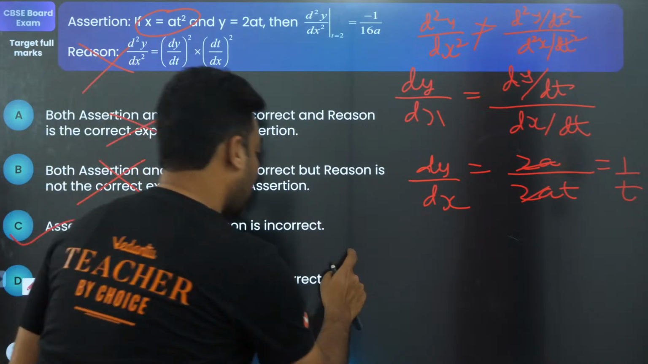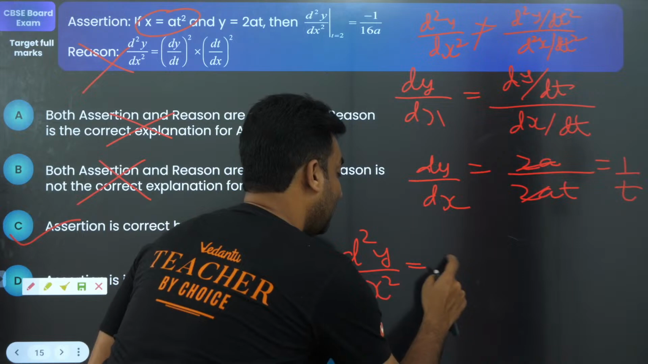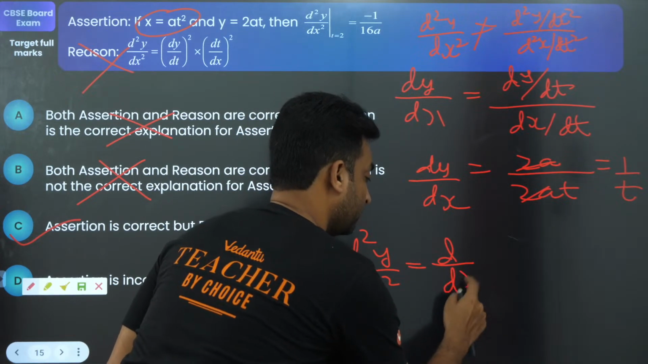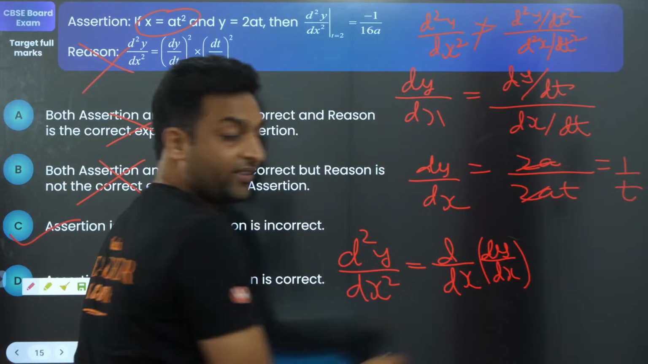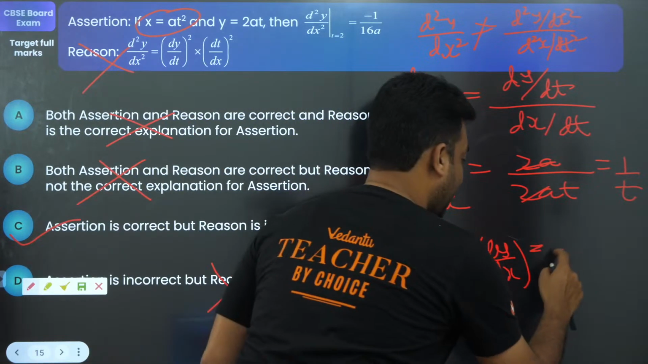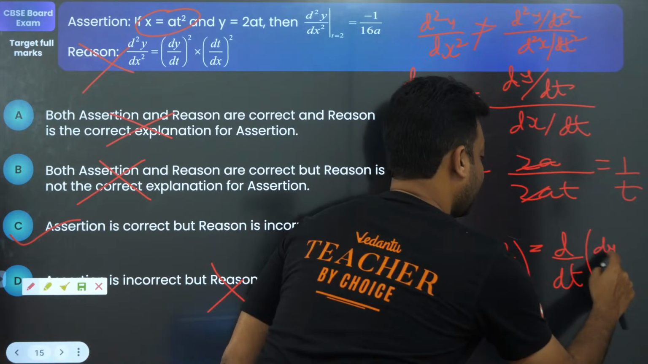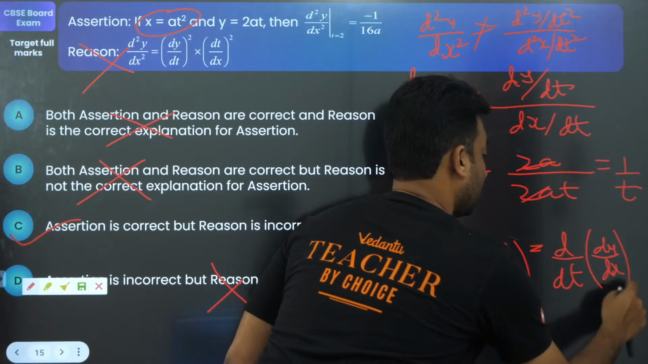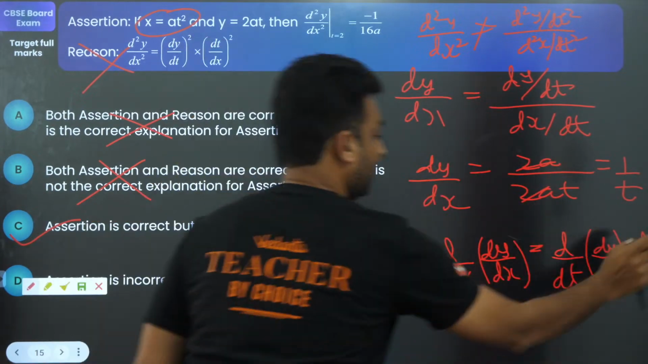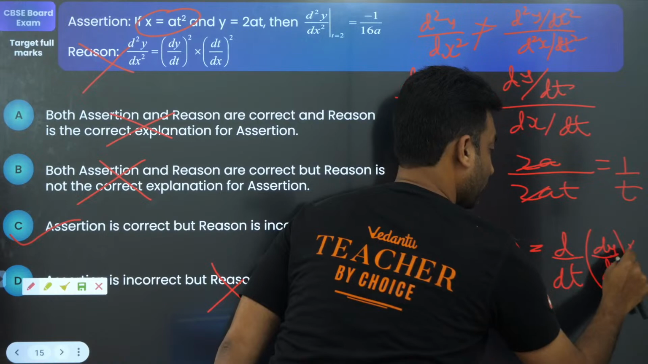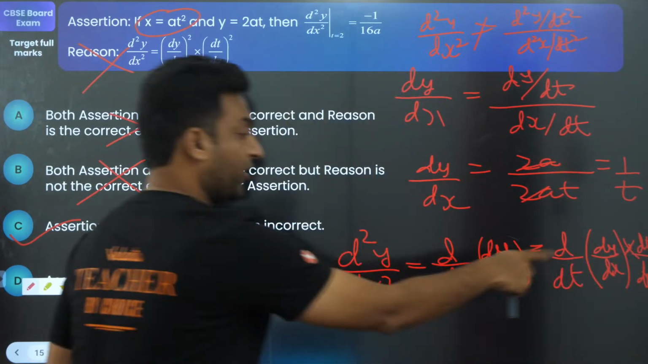Now how to find the double derivative? d square y by dx square is d by dx of dy by dx. Now apply the chain rule: it is d by dt of dy by dx into dt by dx. The dt will cancel. Can you understand this step?